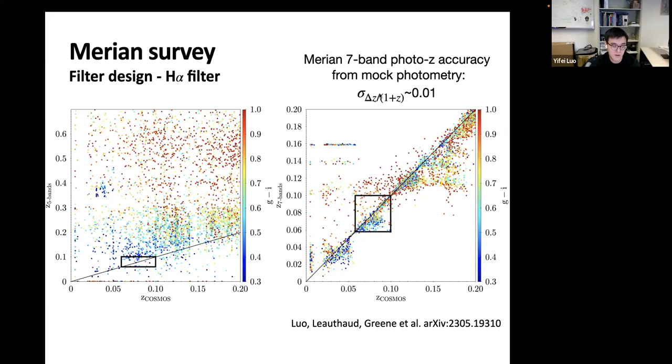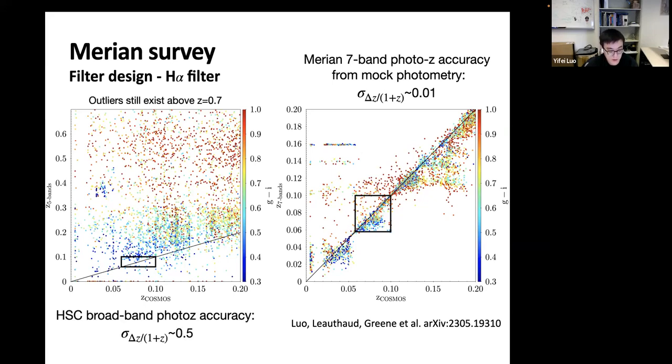So the photo-z uncertainty, the photo-z precision, is about 0.01. So it's almost close to a low spectral resolution spectrum. So we're pretty happy with this photo-z precision with Merian 7-band photo-zs.